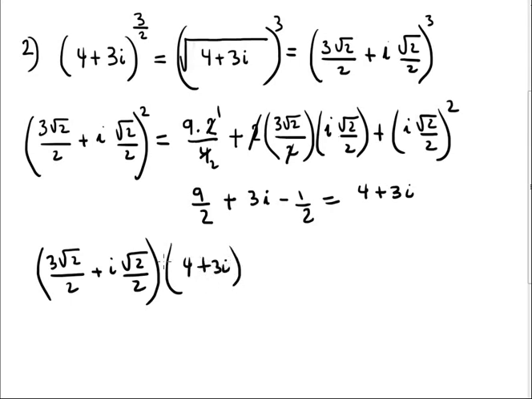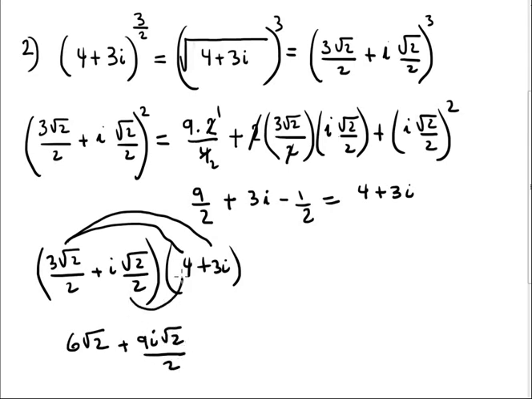Well, in this case you apply a regular FOIL. Multiply first is 12. 3 times 4 is 12, divided by 2 is 6 radical 2. Outer is 9i radical 2 over 2. Inner is 4i radical 2 over 2. And last is -3 radical 2 over 2, because i times i is -1.